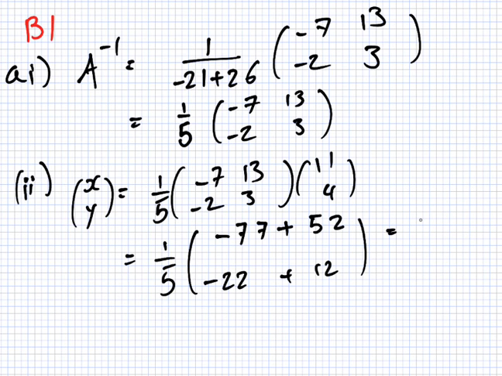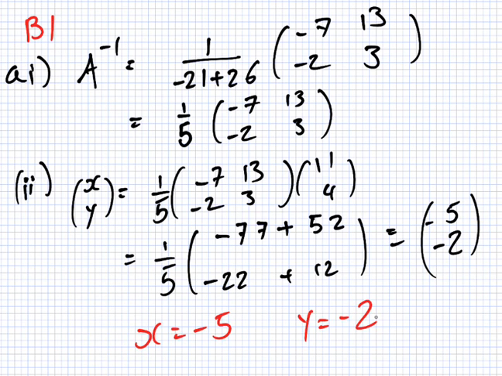So that is minus 5, and then minus 22 plus 12 is minus 10, divided by the 5, minus 2. So that's that answer. X equals minus 5, y equals minus 2. So that's part A of B1 done.